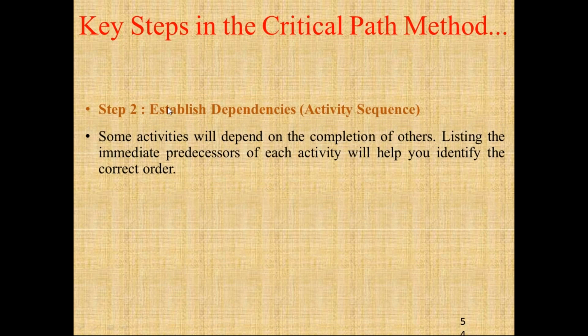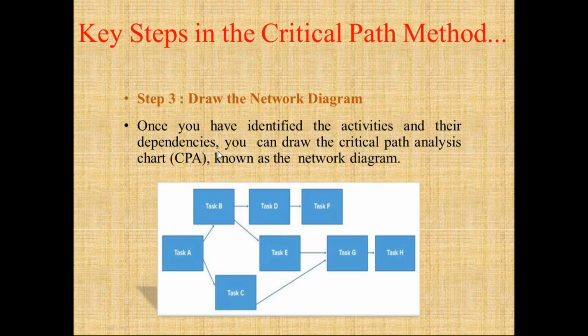Then we need to establish the dependencies, that is activity sequence. So some activities will depend upon the completion of others. So listing the immediate predecessors of each activity will help us to identify the correct order. Now after finishing this, we need to draw the diagram in this way. So once we have identified the activities and the dependencies and interrelationships, we can draw the critical path analysis chart known as the network diagram. So this is a typical network diagram using critical path method.